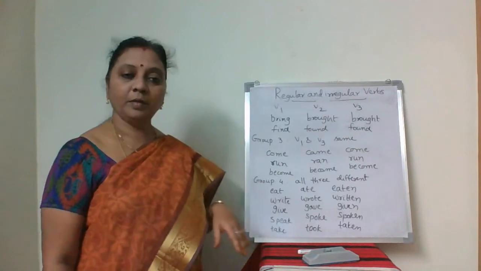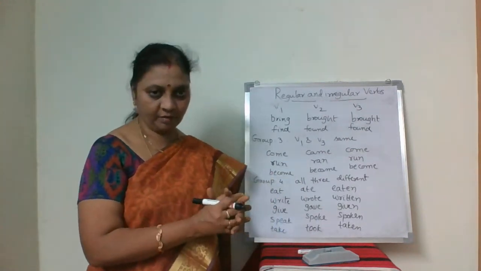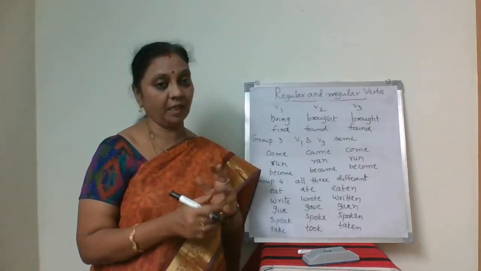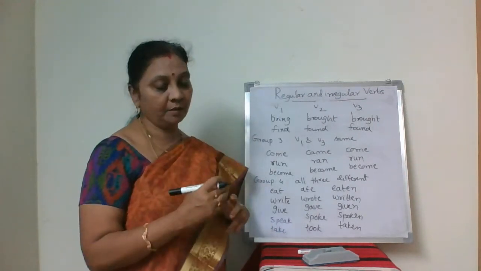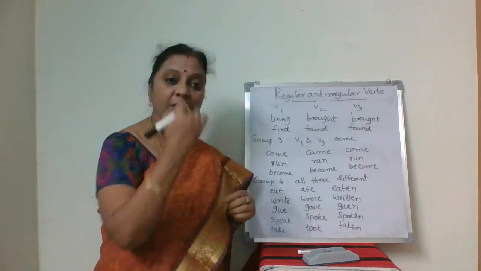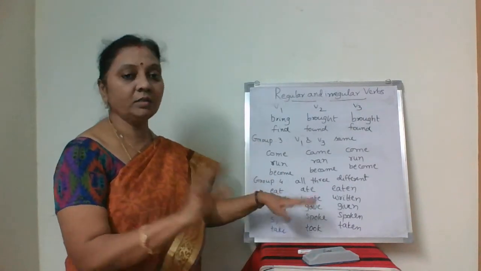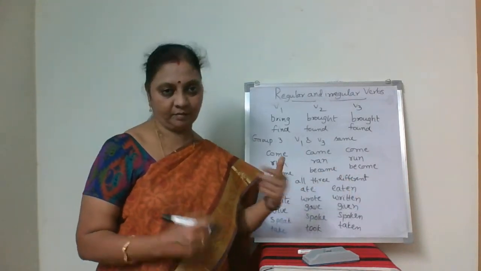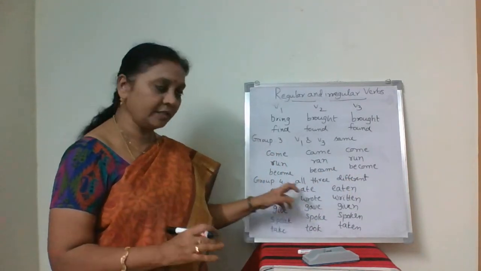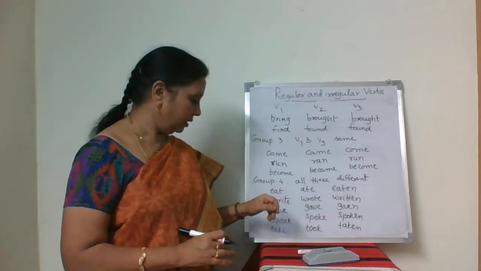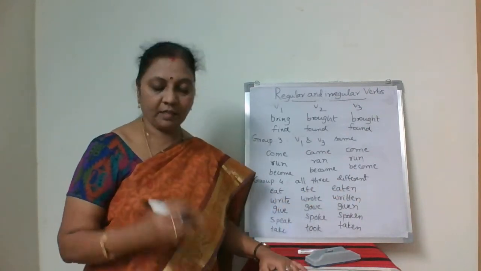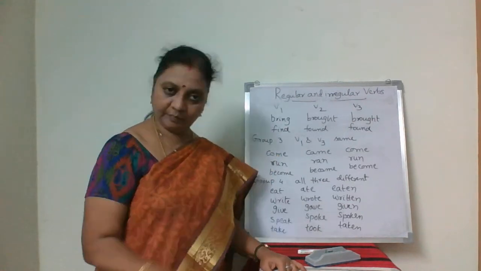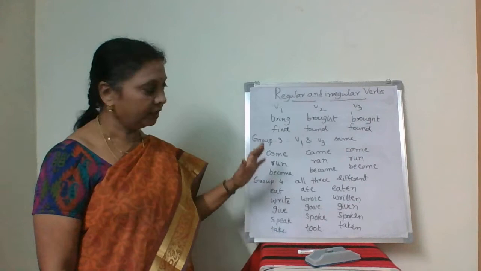Then the fourth group, all three are different. Like in the first group, all three are the same; second group, V2 and V3 are the same; third group, V1 and V3 are the same. Here, all three are different. Like eat, ate, eaten. Completely different. Write, wrote, written. Give, gave, given. Speak, spoke, spoken. Take, took, taken. So all three are different.